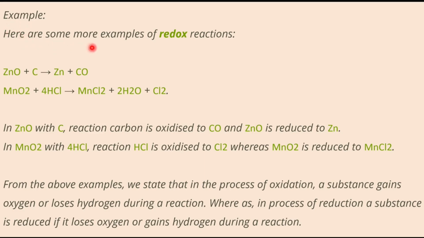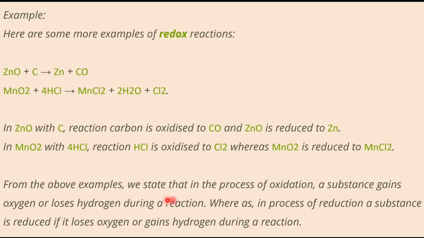Dear student, let us consider some more examples of redox reaction. Zinc oxide reacts with carbon and produces zinc and carbon monoxide. In this reaction, zinc oxide is reduced to zinc and carbon gets oxidized and produces carbon monoxide. In the second reaction, magnesium reacts with hydrochloric acid. Here hydrogen in HCl gets reduced, whereas magnesium gets oxidized.